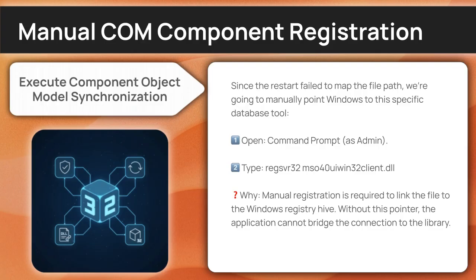Why are we doing this? Well, manual registration is required to link the file to the Windows registry hive. Without this pointer, the application cannot bridge the connection to the library.